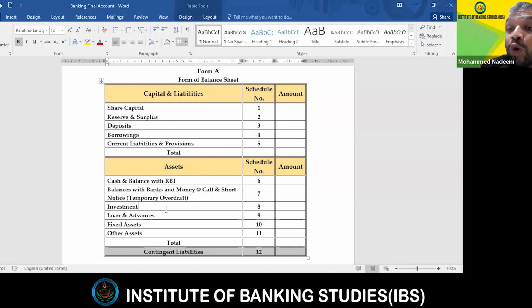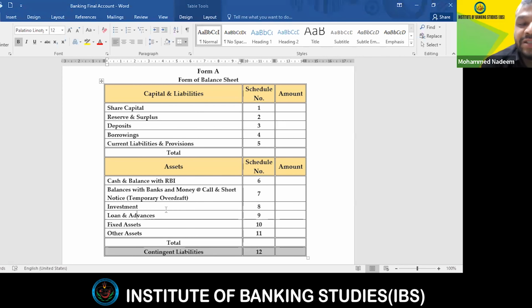If you have purchased gold bullion, have you heard? Not bar, bullion. Bar means it is 1 kg bar. Biscuit means 10 gram. Coin means 10 gram. Bullion means kg. Okay. 1000 kg, 500 kg. It is called bullion. If a banker has invested in such kind of gold, that will come under investment. Any confusion in this now?